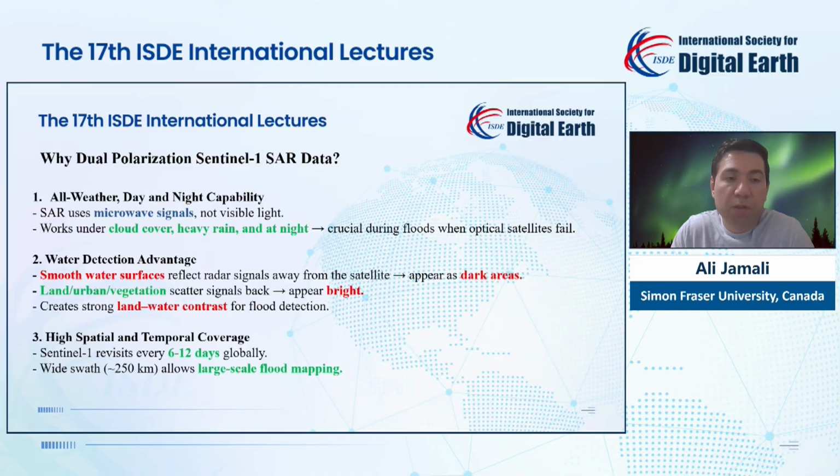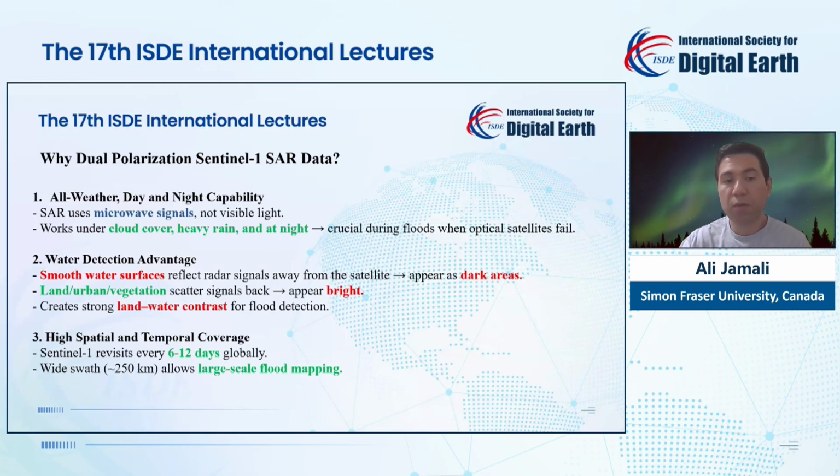Because of the smoothness of the water surface, water appears dark in the SAR data. So it is mostly visible, and you can even create the flood inventory out of those data. Land, urban areas, and vegetation appear bright. You saw some examples of those places in the presentation of Prof. Avik.